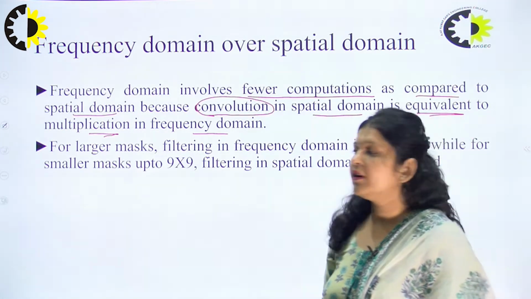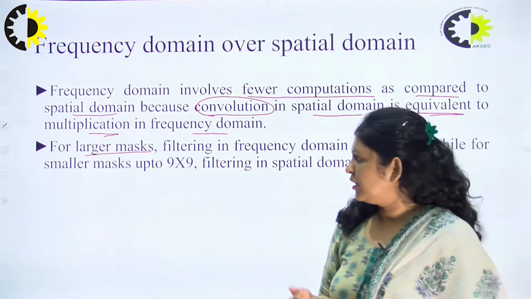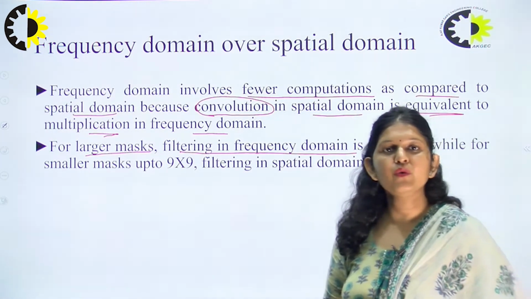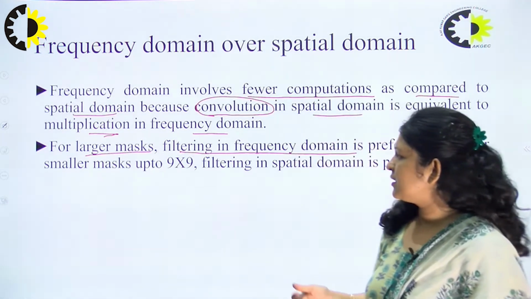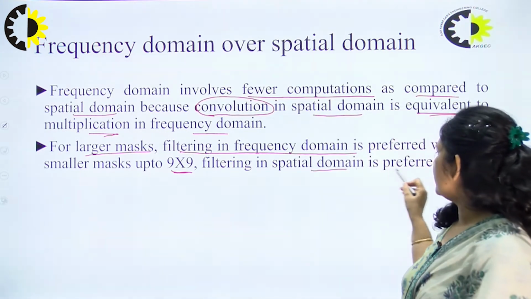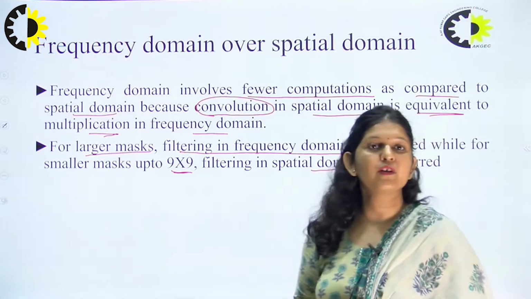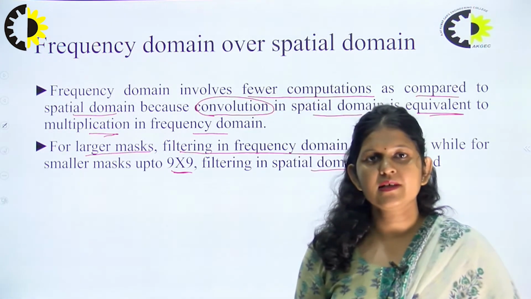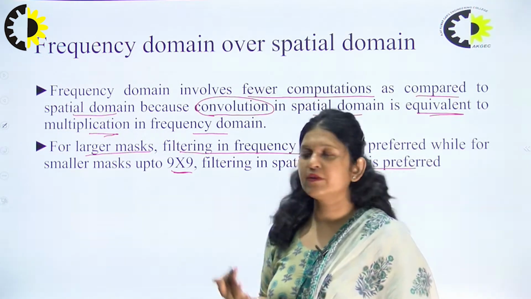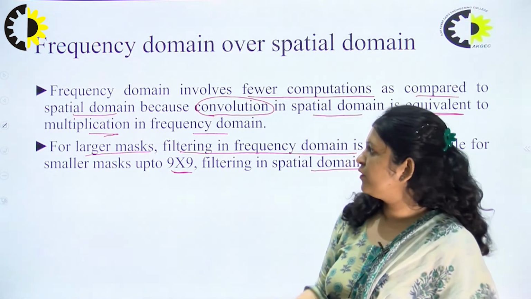And secondly, for a larger mask, that is, when the size of the mask is very high, we should do the filtering in the frequency domain. And if we have to work with a smaller mask, up to the size of 9 cross 9, then we should go for spatial domain filtering. So where we apply frequency domain or spatial domain filtering depends upon the mask size. If I have a very big mask, then I should go for the frequency domain. And when we need to reduce the number of calculations, we should go for the frequency domain.